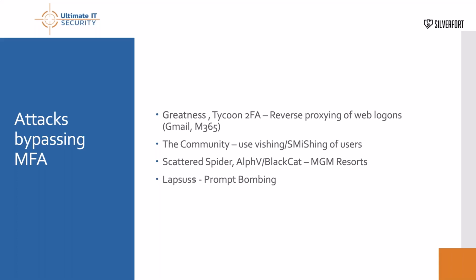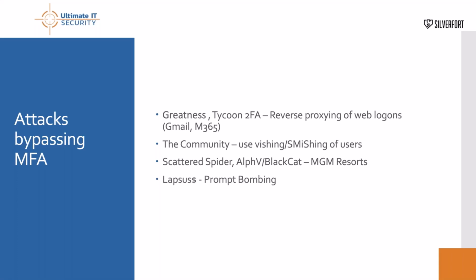And so they get around that way. That's one way of it happening. Then there's a group called the community, or they're usually called just the COM. And they, like Scattered Spider and Alpha V Black Cat and the MGM Resorts attacks, are both leveraging ways of using social engineering to try and trick users out of their MFA codes.